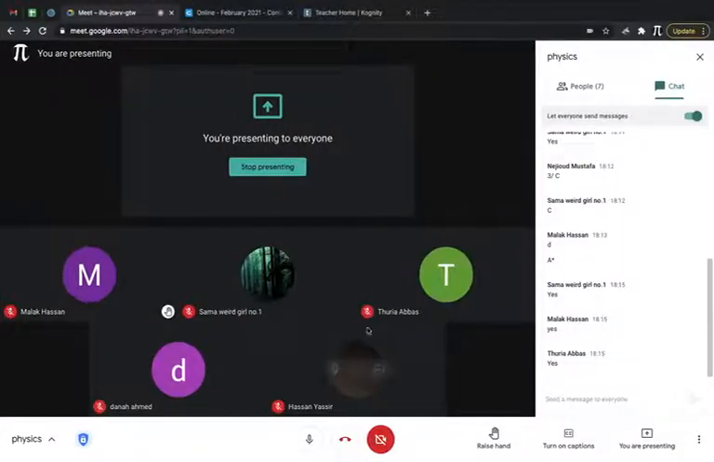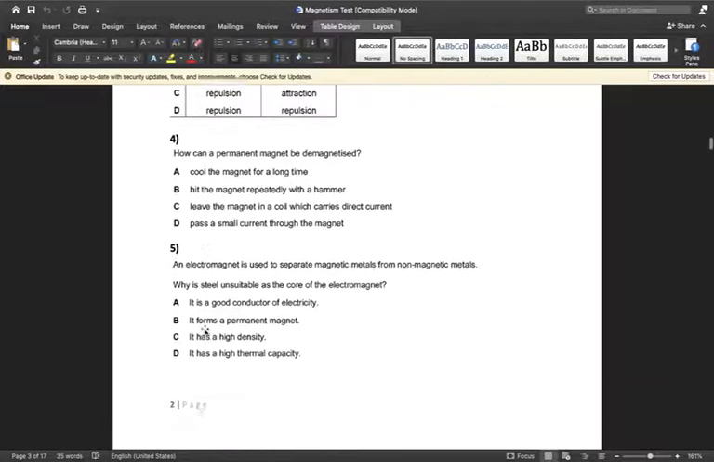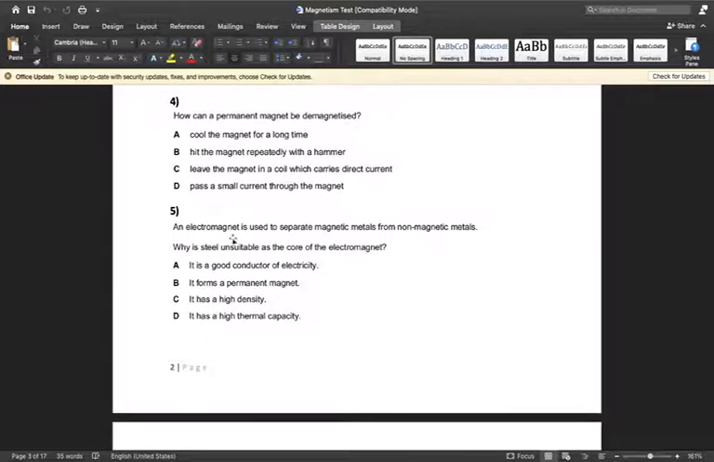Okay. I'll pick Thuraya. I'll pick the quiet ones from now on. Thuraya, how can I demagnetize a permanent magnet? B, you hit the magnet repeatedly with a hammer. Yes, that's correct, Thuraya. You hit the magnet repeatedly with a hammer. Good job.